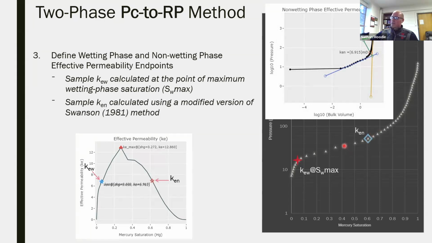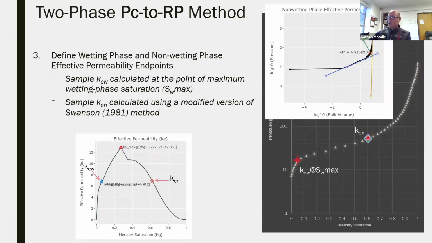And instead of picking it at the same point as your critical saturation, I looked at this method that Swanson used, where he theorized that if you plot your MICP data on a log-log chart of bulk volume versus pressure, where the two trend lines, the vertical trend line and a trend line in the main part of your data, intersect each other, the line normal to that will pick a point on the curve where he theorized you were getting the bulk flow of fluid through your sample. And I chose that as basically the non-wetting effective permeability.